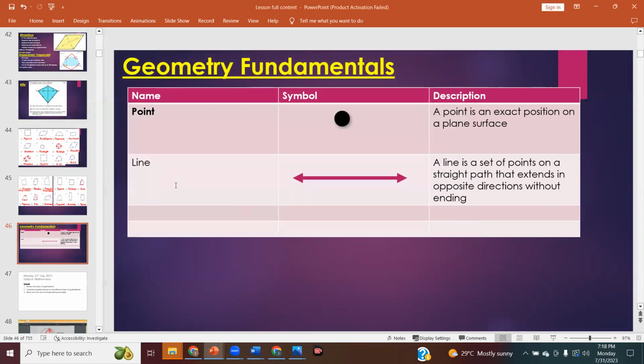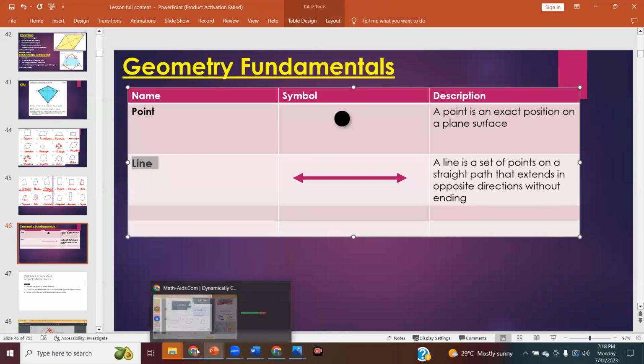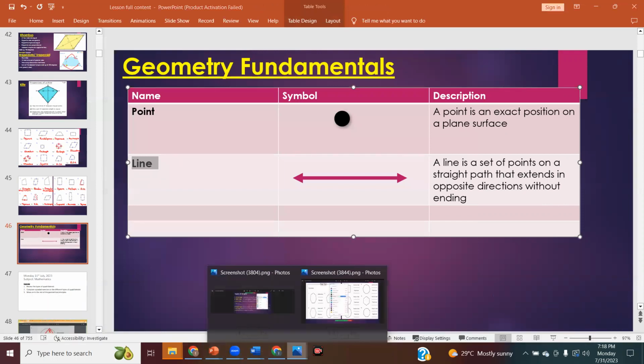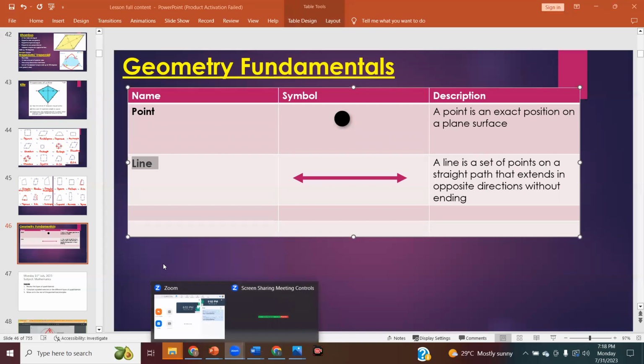All right, next up, so we have a point, we have a line. Talia, what is a point? A point is an exact position on a plane surface.